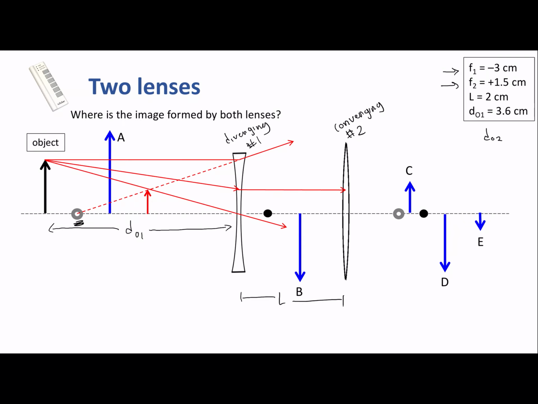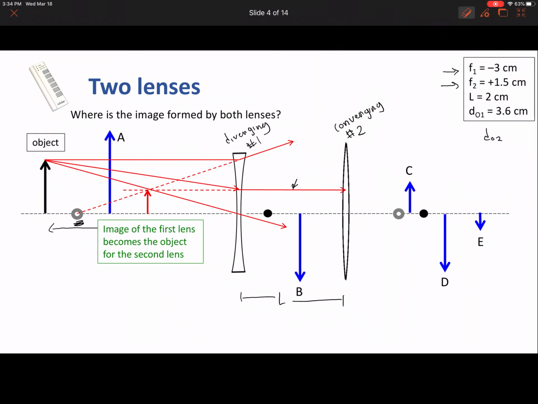If I backtrack this portion of the ray here, it's just going to confirm for me that my image is located where I think it is. So this is the image created by the first lens. And let me actually erase a little bit so we can see more clearly here. This red arrow is the image created by the first lens. Now, I am going to use that as the object for the second lens. The second lens sees this as its object. All of the rays that hit that second lens are coming from the first one.